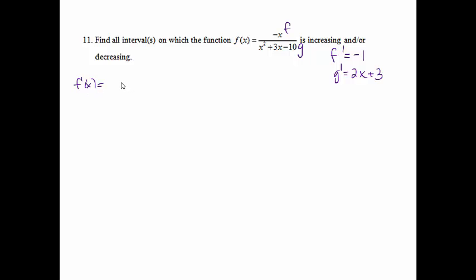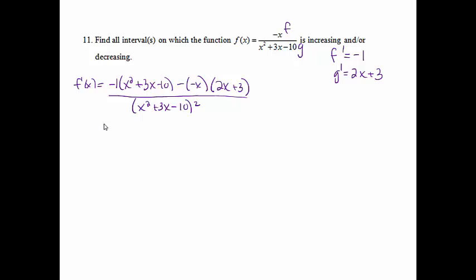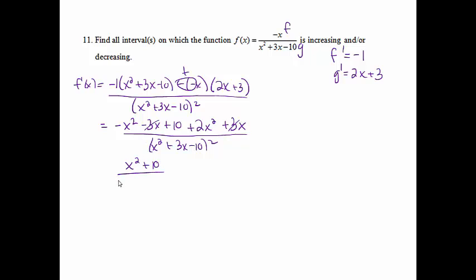So we'll have f prime times g, or high d low, however you want to look at it, minus f times g prime, all over g squared. Okay, so now when I do this, I'll get negative x squared minus 3x plus 10. This is going to turn into plus, so when I distribute that x, I'm going to get plus 2x squared plus 3x, all over x squared plus 3x minus 10 squared. The 3x's are going to cancel out. When I combine them, I'm going to get x squared plus 10 over x squared plus 3x minus 10 quantity squared.